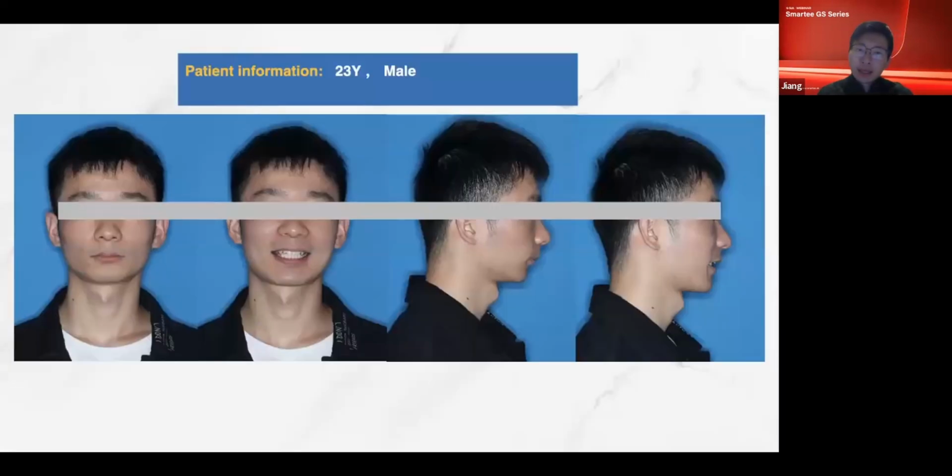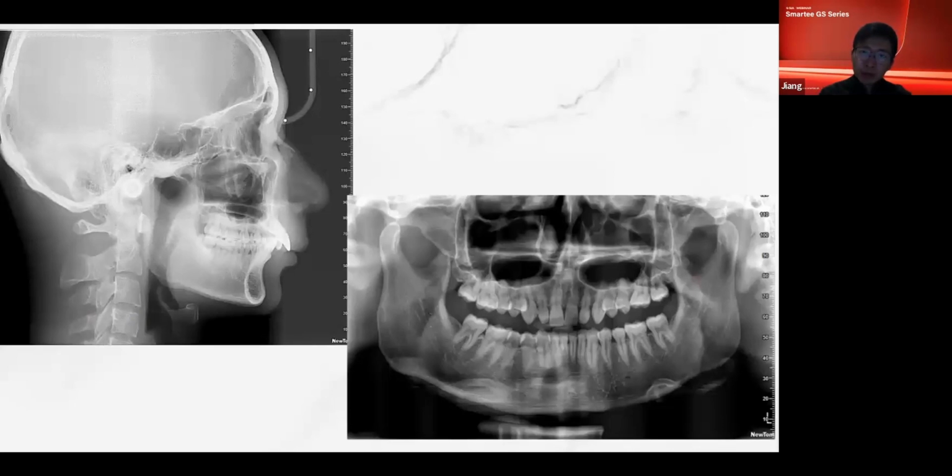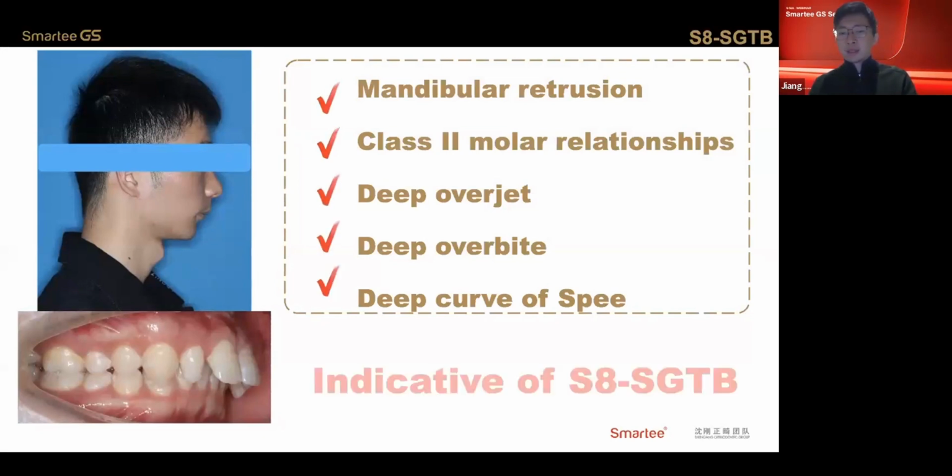Let's look at a second case, a 23-year-old male. We can see that in the facial profile the retrusive mandible is very prominent, and the upper lip is not very protrusive. But intraorally, we can see deep overbite, deep overjet, and deep curve of Spee. Also, the morphology of the mandible is very favorable, and we can see the retrusive position of the mandible. Is it the indication of S8? Mandibular retrusion, class 2 molar relationship, deep overjet, deep overbite, and deep curve of Spee? It is a perfect indication of S8.